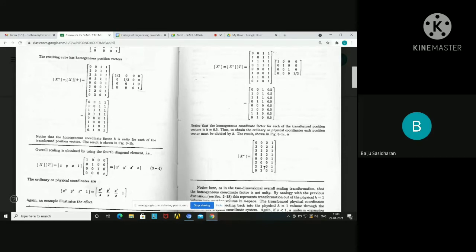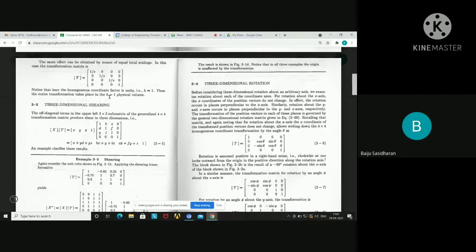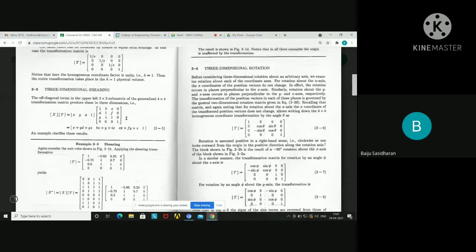Okay. Next one is three-dimensional shearing. You see, the three-dimensional shearing. As we studied earlier, if the off-diagonal terms are present, off-diagonal terms means these are the off-diagonal terms.